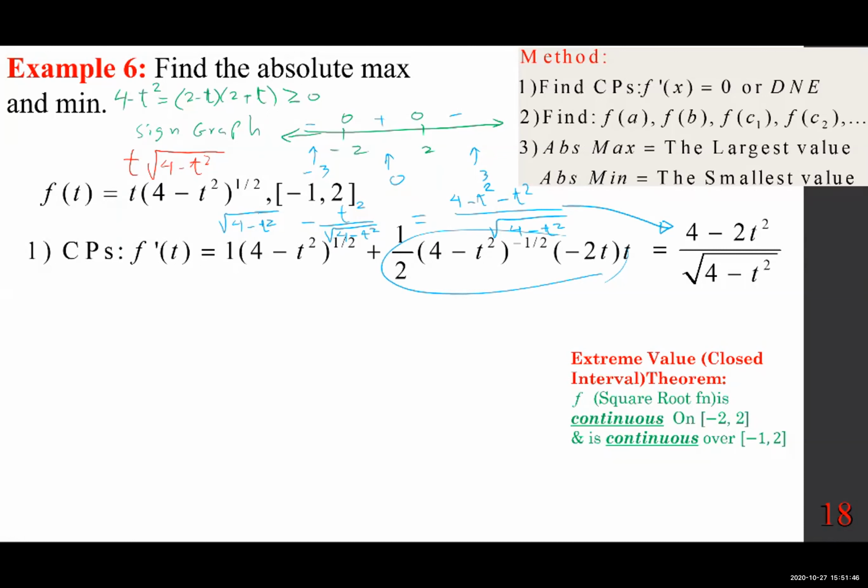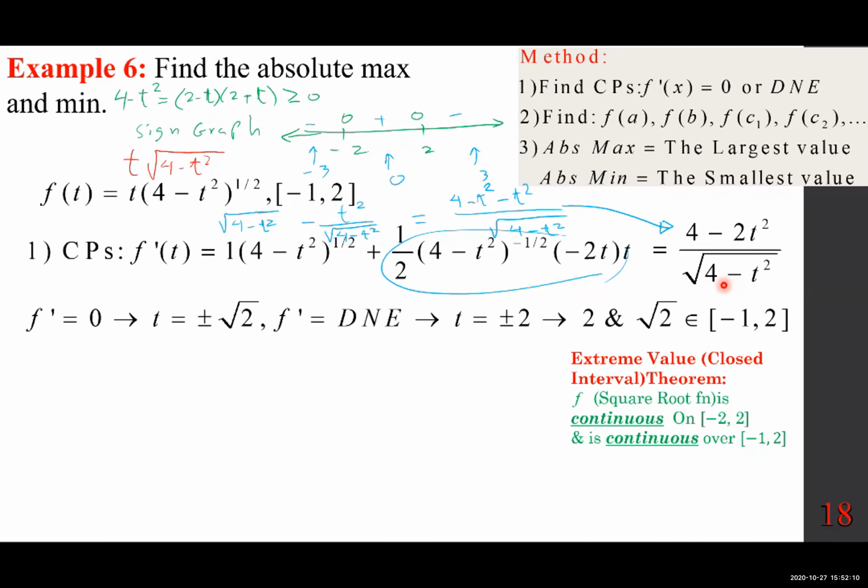Now, we set this equal to 0 and see what happens. There are two things we need to look at. f prime equals 0, that means the top is 0. 4 minus 2t squared equals 0. That's a simple case. 4 is 2t squared. t squared is 2. t is plus or minus square root of 2. The bottom is 0. That means 4 minus t squared is 0. t squared is 4. t is plus or minus 2. So there are 4 answers. I'm assuming everybody can see that. And you need to put it in the given domain of minus 1 to 2. So minus the square root of 2 is out. Square root of 2 is good. Okay. Minus 2 is out. 2 is good.